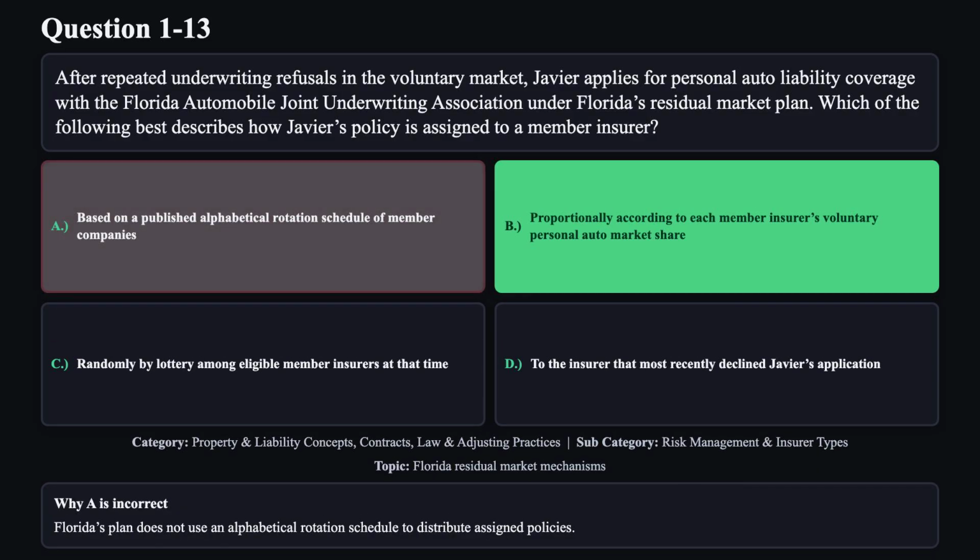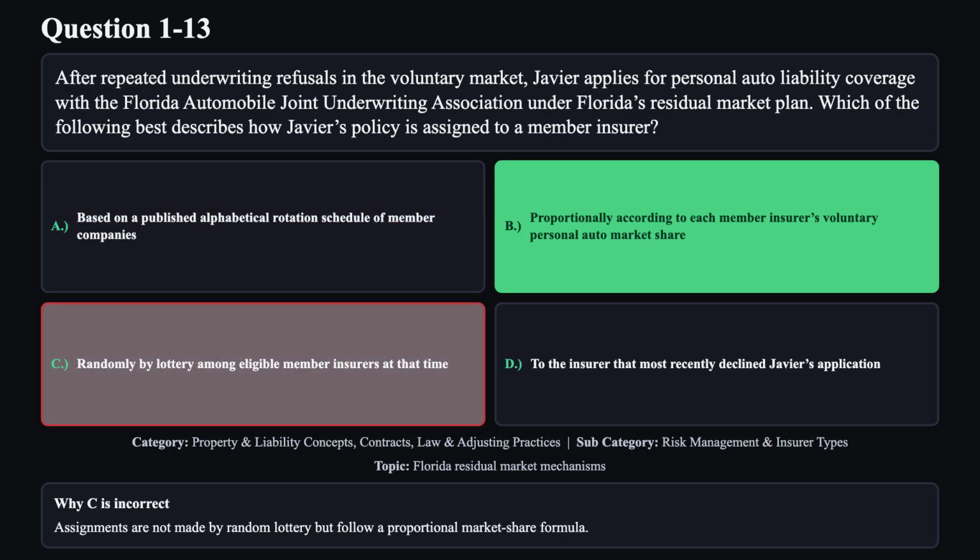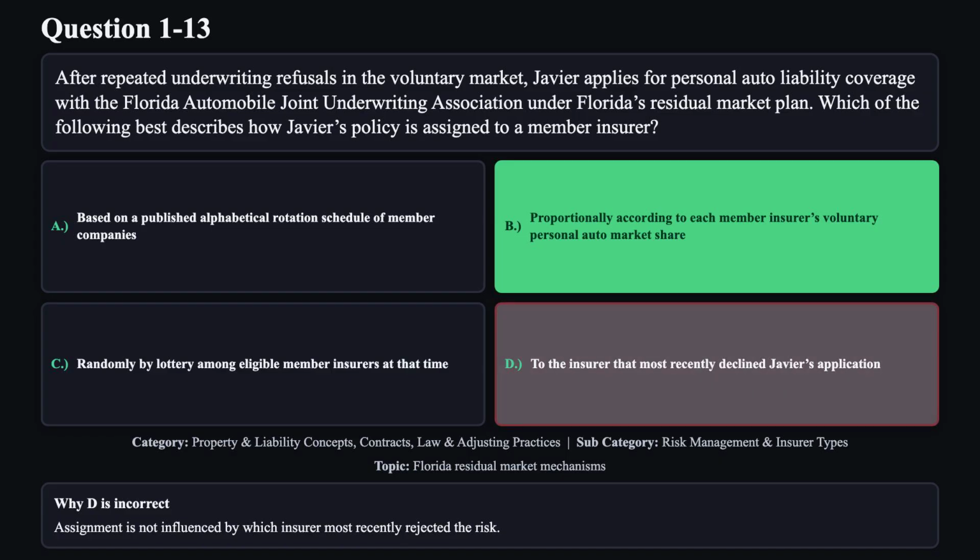Reason A is not correct. Florida's plan does not use an alphabetical rotation schedule to distribute assigned policies. Reason C is not correct. Assignments are not made by random lottery but follow a proportional market share formula. Reason D is not correct. Assignment is not influenced by which insurer most recently rejected the risk.